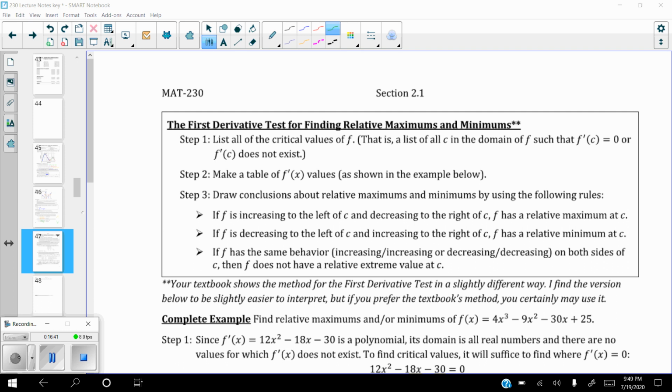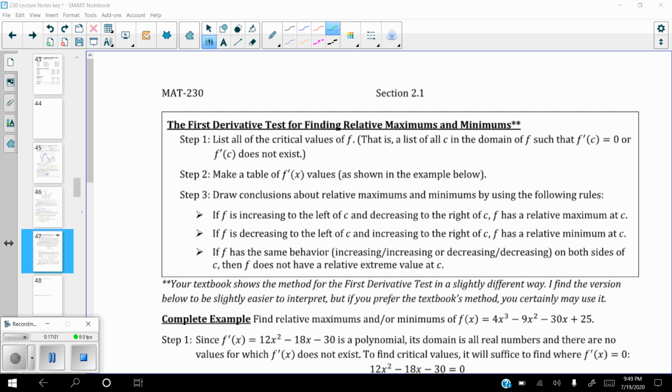Okay, so let's put all that together and use what's called the first derivative test for finding relative max and minimum values. It's really not that difficult of a process, and you'll get used to it. It's actually one of the more common processes when it comes to calculus.